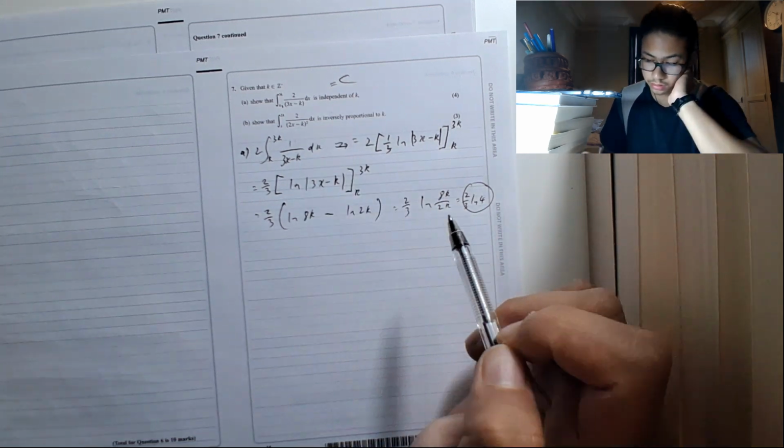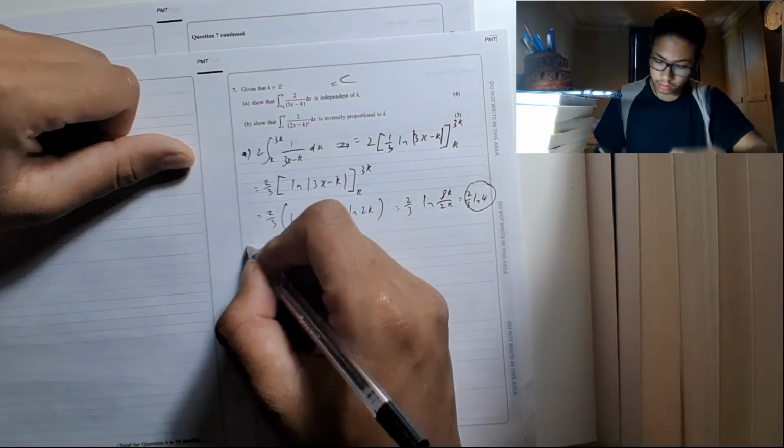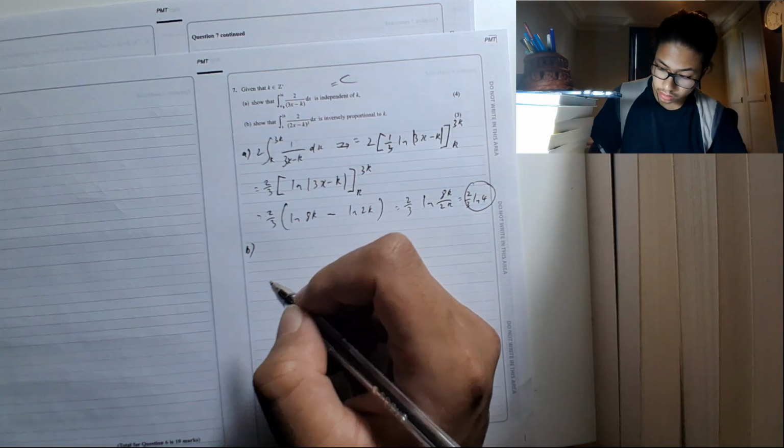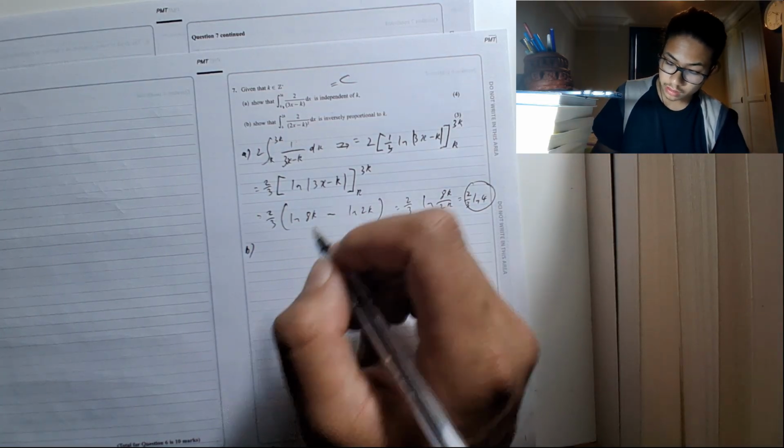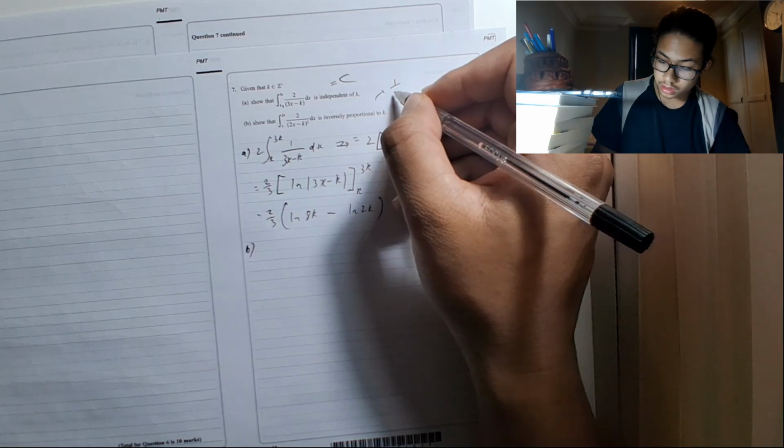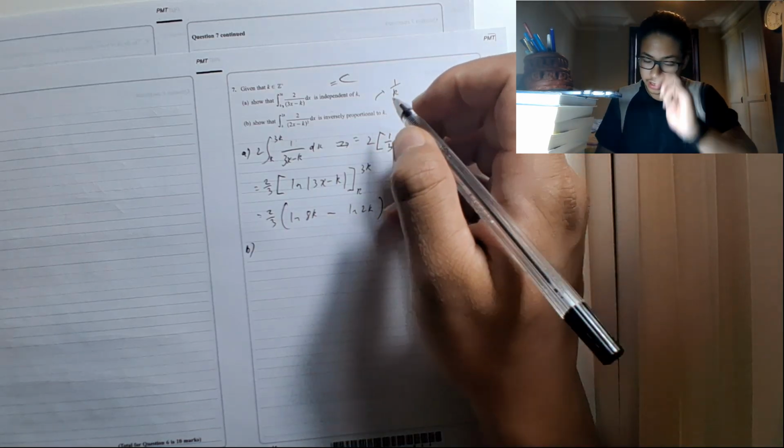That checks out because it's got a constant value. Hopefully it's the right constant value. It's inversely proportional, so we're going to get 1 over k in the answer.